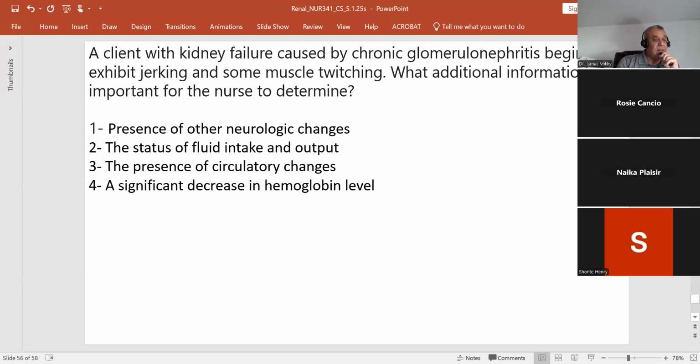Another question about kidney damage or failure: a client with kidney failure caused by chronic glomerulonephritis begins to exhibit jerking and some muscle twitching. What additional information is important for the nurse to determine? So when patients develop acute kidney injury or, in this case, chronic kidney disease, CKD, because of chronic glomerulonephritis, let's say the patient developed CKD or end-stage disease.